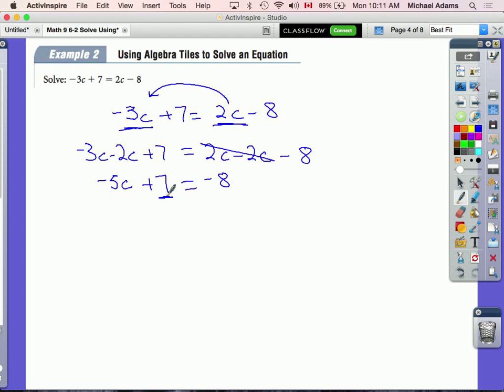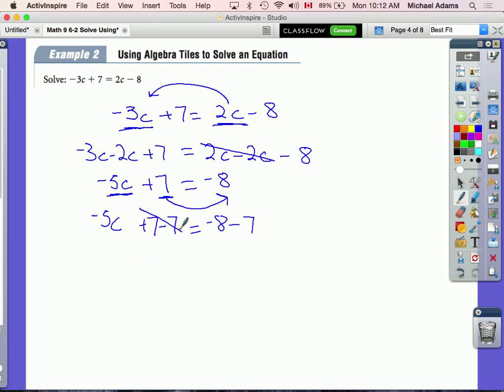I want to get rid of this 7 because I want my variable to be by itself. I'm still working on isolating it. So we can get rid of the 7 first by moving it to the other side. How do I do that? Well, I do the opposite. So the opposite of a plus 7 is a minus 7. I'll write the rest of the equation over here. So if I minus 7 on the left side, I've got a minus 7 on the right side. And I know these ones are going to cancel out because they're opposite.